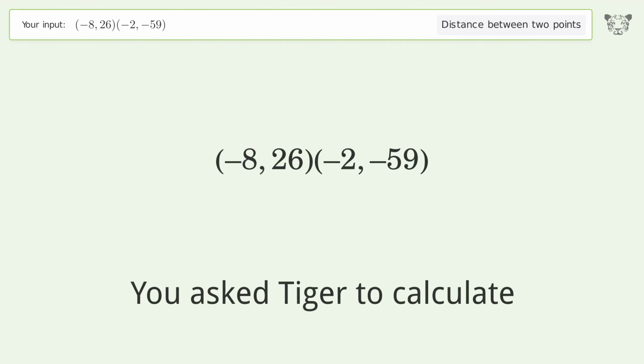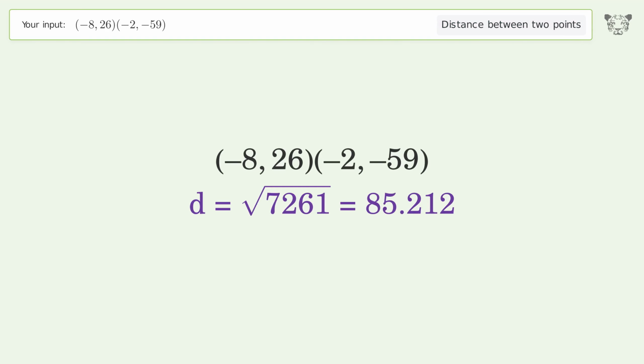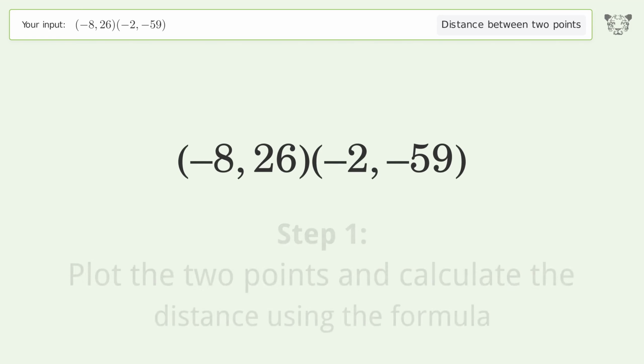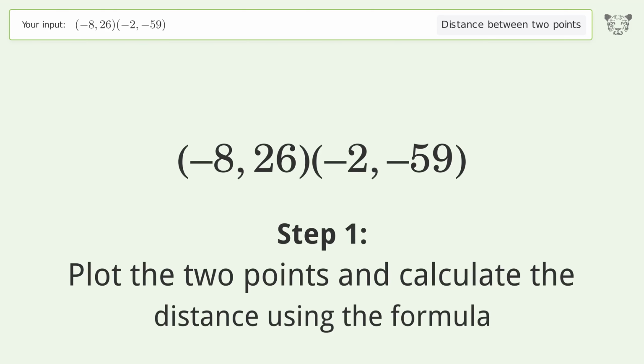You ask Tiger to calculate. This deals with the distance between 2 points. The distance between the 2 points is the square root of 7,261, or 85.212. Let's solve it step by step. Plot the 2 points and calculate the distance using the formula.